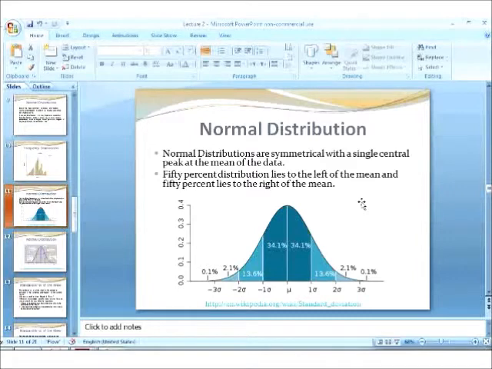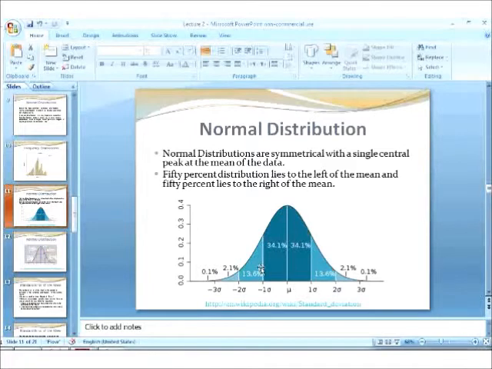This is a perfect normal distribution, or we say a symmetrical distribution. We see a symmetry here. Symmetry means a proper and equal distribution of the data set, with a single central peak at the mean of the data. We see a single peak here, and then it goes down to the right and down to the left, and the mean is the central point. So 50% of the data points lie to the right of the mean, and 50% lie to the left.